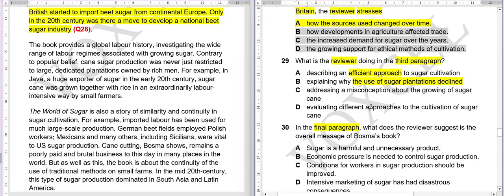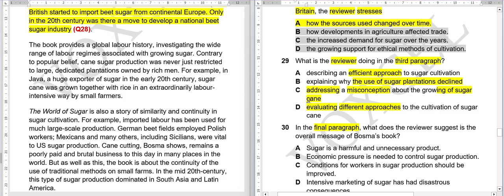C: Addressing a misconception about the growing of sugarcane. So if there is any misconception about growing sugarcane, and the reviewer is addressing that, like telling you that this is a misconception, this is not true, C will be our answer. D: Evaluating different approaches to cultivation of sugarcane. So if the reviewer is evaluating different approaches, then D will be our answer.